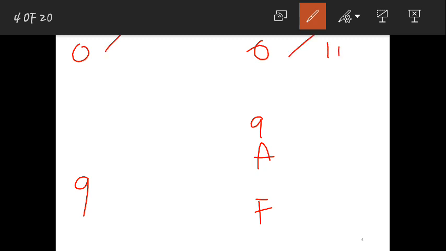For example, take decimal numbers which we discussed already. They start with 0 and end at 9. Then coming to hexadecimal, it starts with 0 and ends at F. That means in between it ends at 9, and after 9 it starts with A and ends at F. Is that fine? So when you compare both, on this side you have decimal and on this side you have hexa.